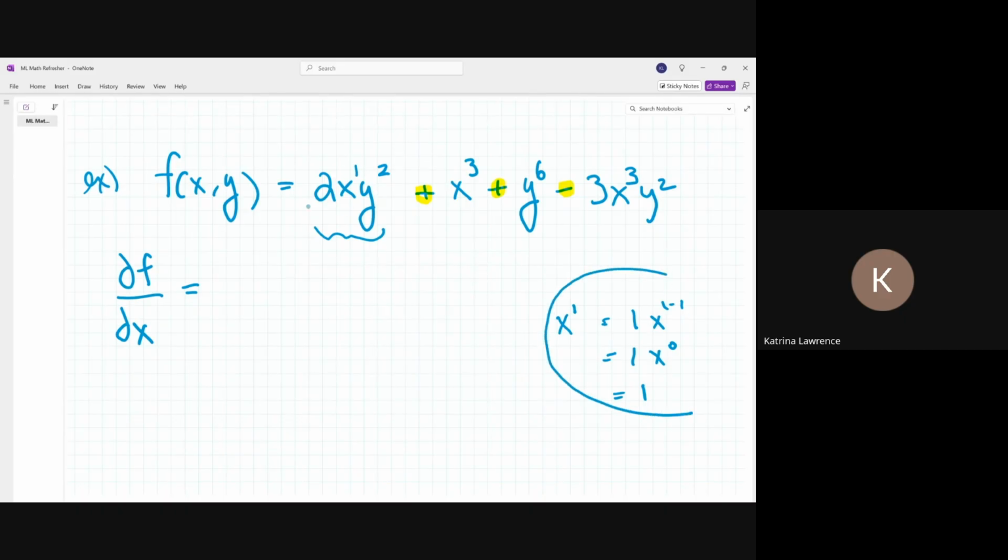So that means that our derivative for the first part is just going to be equal to 2y squared multiplied by 1.